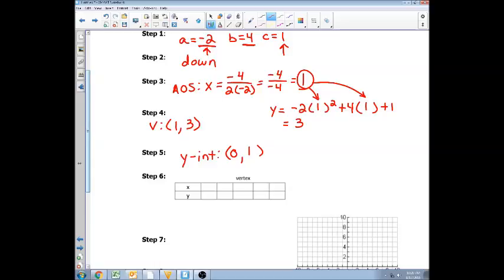I want to put my vertex in the center. So 1 goes in for x, 3 goes in for y. Going to the right, I add 1, so 2, add 1, 3. Going to my left, subtract 1, 0, subtract 1, -1, right? Well, I know that when my x is 0, my y is 1. So I can put 1 in for 0 and 2, being that they are going to be exactly the same on either side of my axis of symmetry.